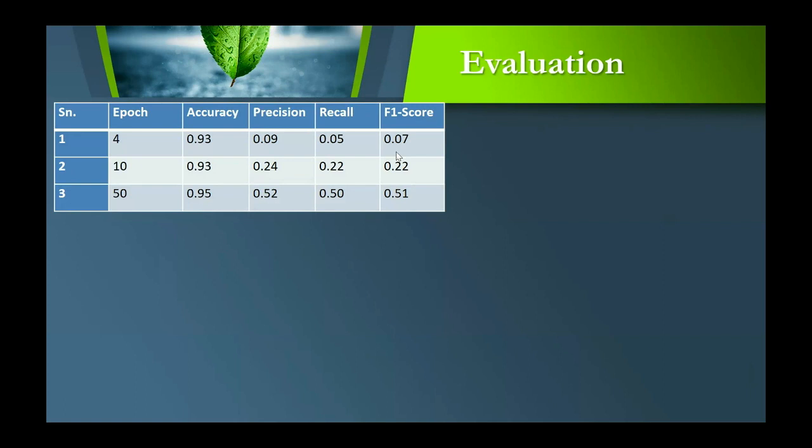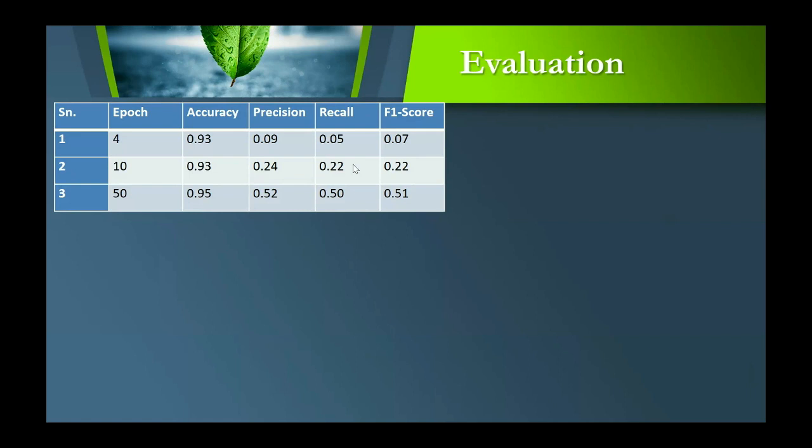We therefore went on to increase the epochs to about 10. And in that situation, it actually maintained an accuracy of still 93%. That tells us that between these intervals of 4 and 10 epochs, the learning process had gotten to its limit, and it would only give us a particular accuracy of the same amount. But precision and recall got elevated a little bit, and therefore affected the F1 score.